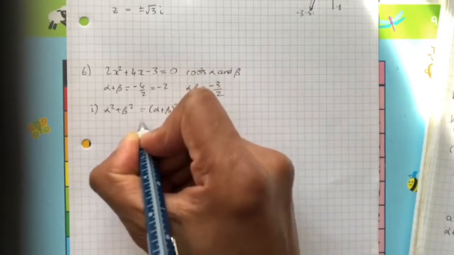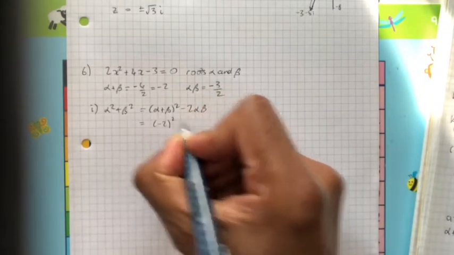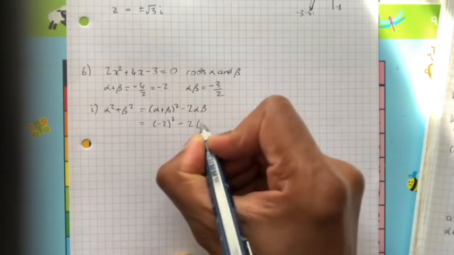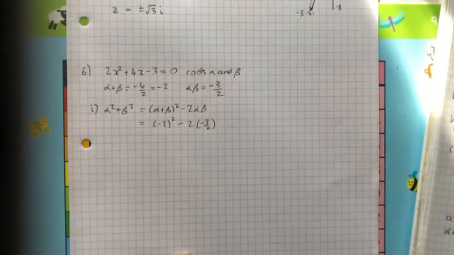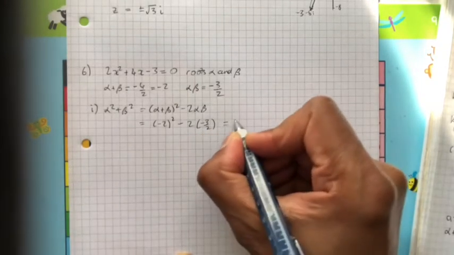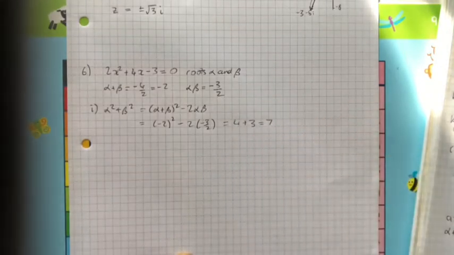So let's plug in our values. So alpha plus beta squared minus 2 lots of alpha beta. So that will give you 4 plus 3, which equals 7.